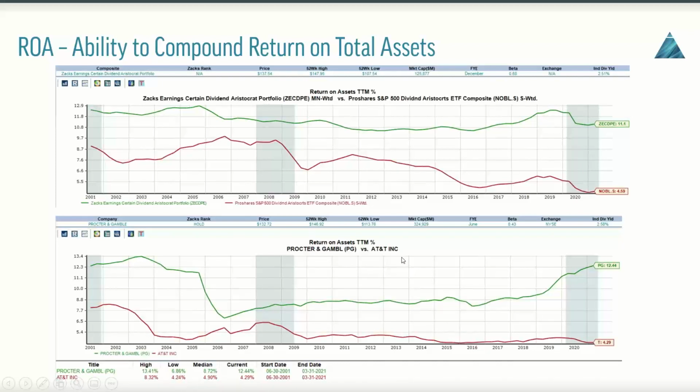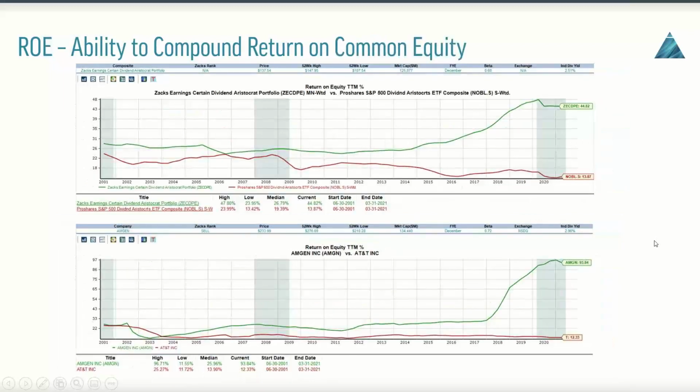You take a look at a company like Procter & Gamble versus AT&T. Again, I just grabbed stocks at random. AT&T, again, has just been a train wreck. Return on assets for Procter & Gamble since 2016 have just been literally going straight up. And this is what we like to see in our investments.